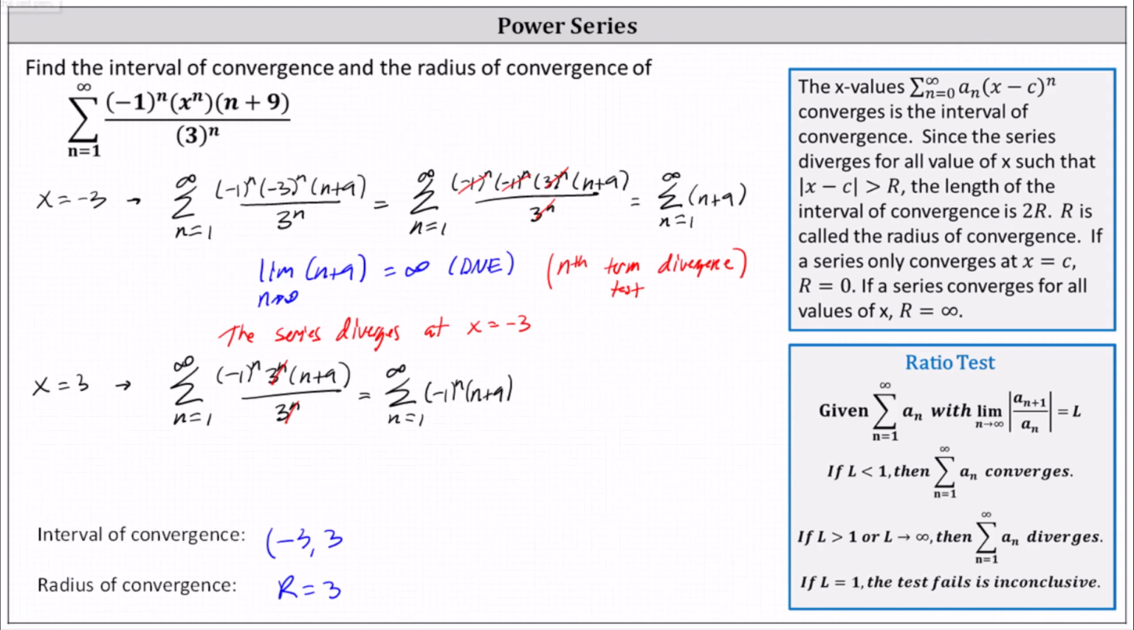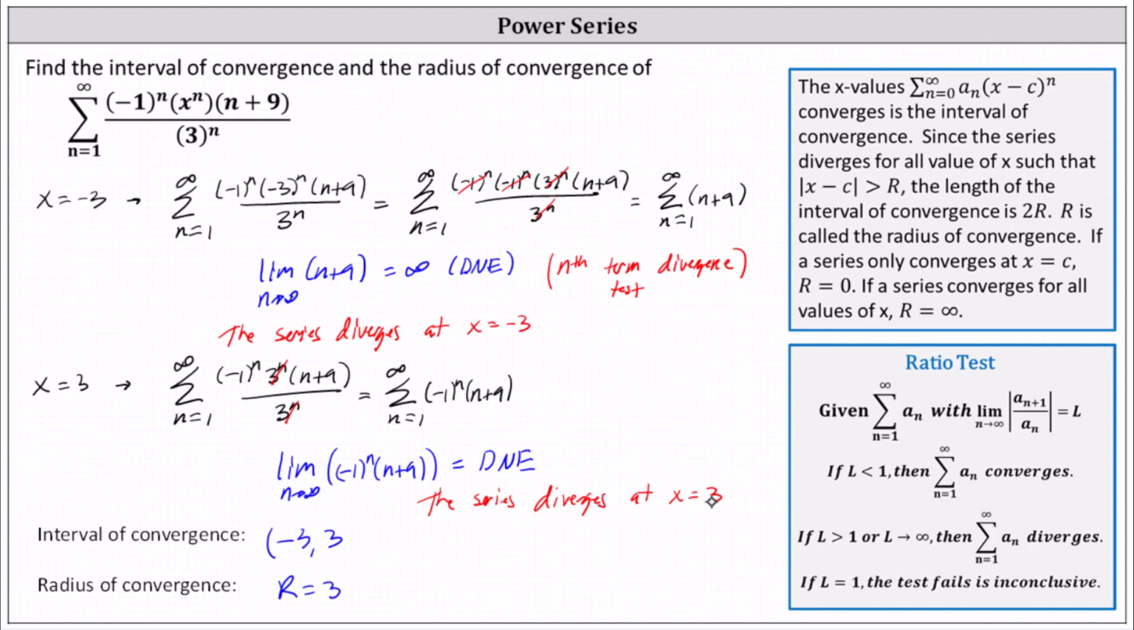Let's apply the nth term divergence test. This limit does not exist, and we should recognize this because the limit as n approaches infinity of n plus 9 approaches infinity. The only difference with this limit is the negative 1 to the power of n, which oscillates the sign. These values oscillate between values approaching positive and negative infinity, and therefore the limit doesn't exist. And the series diverges at x equals 3. Again, due to the nth term divergence test.